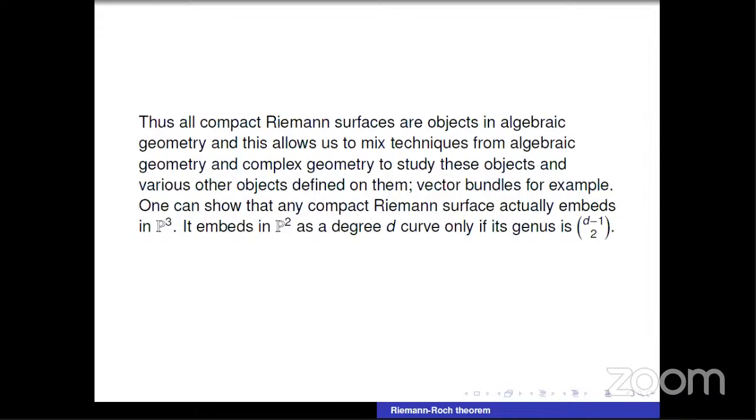Okay, so actually one can show that any compact Riemann surface embeds inside P^3. P^3 means CP^3 always, and it embeds inside P^2 as a degree d curve only if its genus is (d-1) choose 2. So first you embed it inside some large P^n, and then by taking suitable projections, you can actually show that it embeds inside CP^3. The proof is similar to the proof of the Whitney embedding theorem in differential topology. So finally, every compact Riemann surface embeds in CP^3, and embedding it inside CP^2 is more rare. It happens only if the genus is (d-1) choose 2. Not if and only if, just only if.